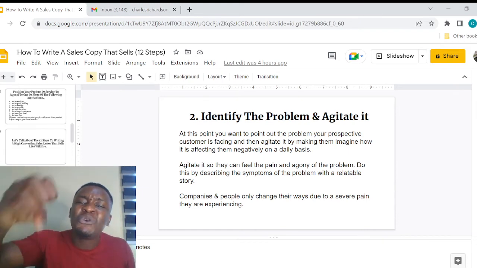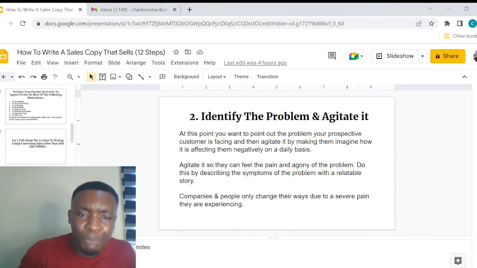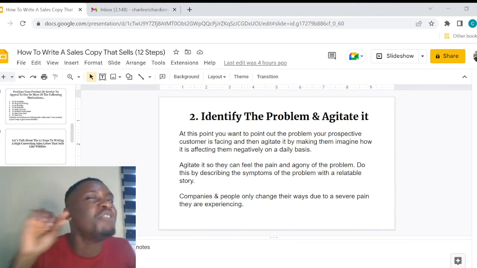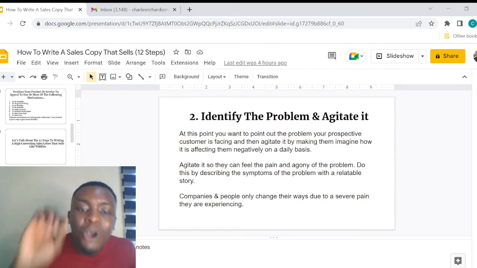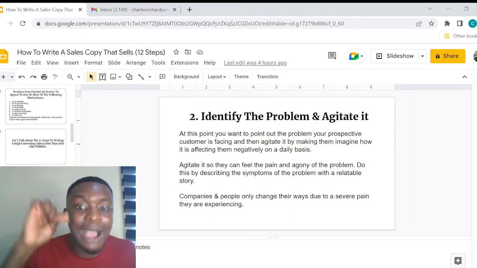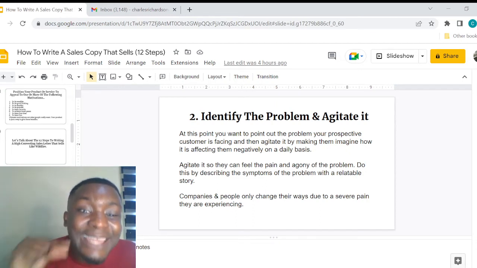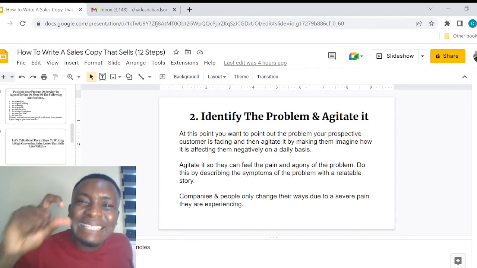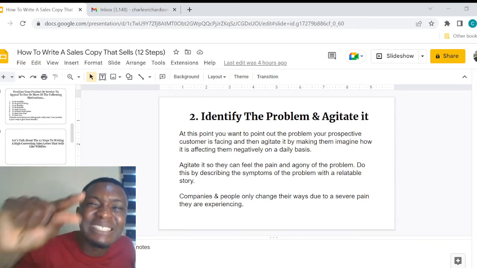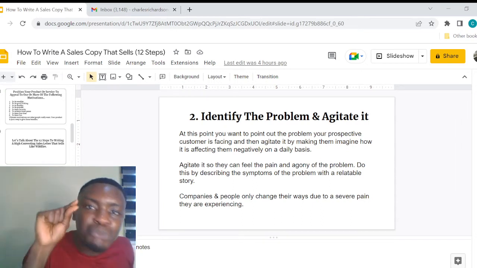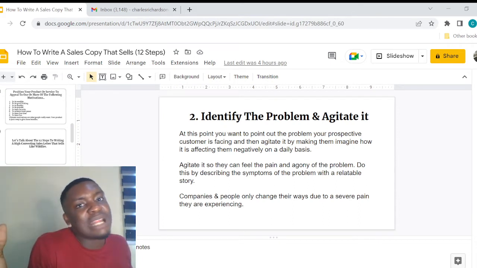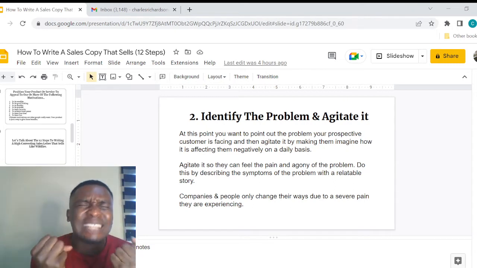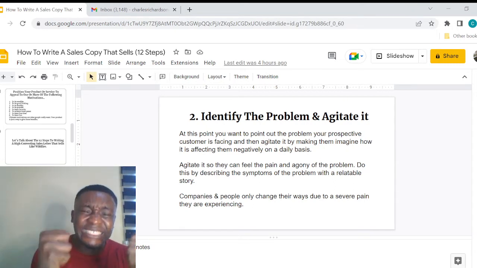Agitate it so that they can feel the pain and agony of the problem. Do this by describing the symptoms of the problem with a relatable story. Companies and people only change their ways due to severe pain they are experiencing. If you don't make your customer understand how the problem is affecting them negatively, they will not take action. They will feel that they don't need your product. No, that is not what you want. You want to make them groan and say, I need this product, I need it.